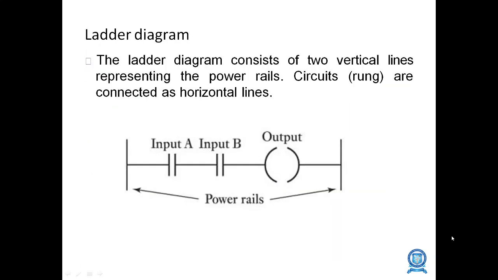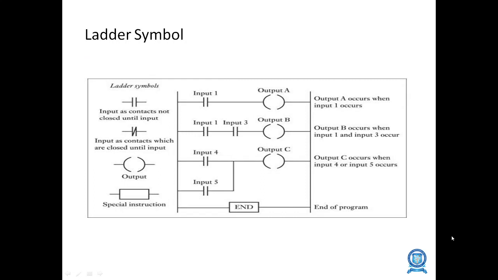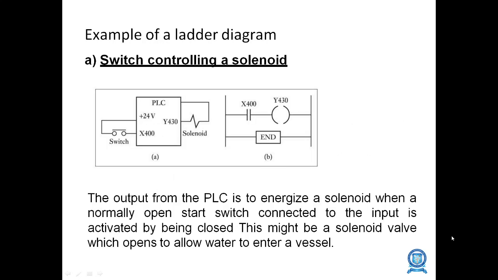The ladder diagram consists of two vertical lines representing the power rails, with circuits connected as horizontal lines. These are the ladder symbols. Input has contacts that are normally open, closed only when there is an input. Input has contacts that are normally closed, open when there is an input, and output is given. Serial instructions are given, and output A occurs when input 1 occurs. Output B occurs when input 1 and input 3 occur. Output C occurs when input 4 and input 5 occur, and then the end of the program.